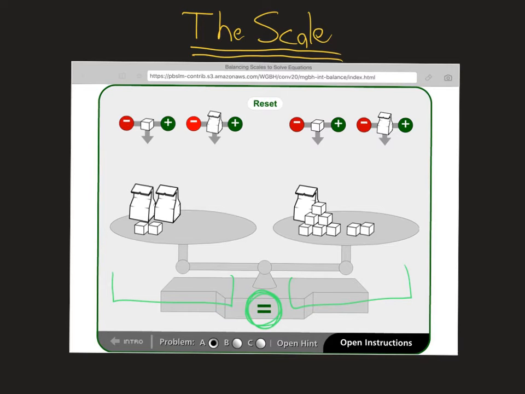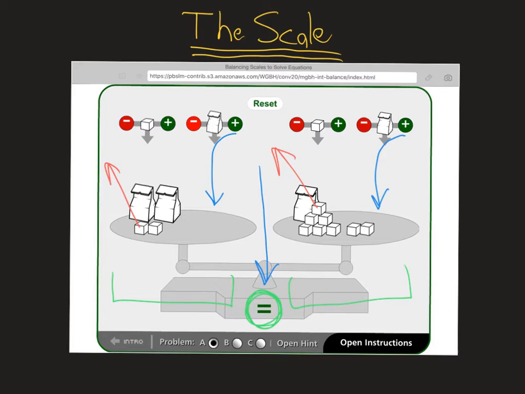If this scale starts equal, then we need to keep it equal. And the way we do that is if I'm going to add a bag to this side, I need to add a bag to this side. If I'm going to take a cube off on the left, I need to take a cube off on the right, and it will stay balanced. When we get the scale, the equation will always be balanced.